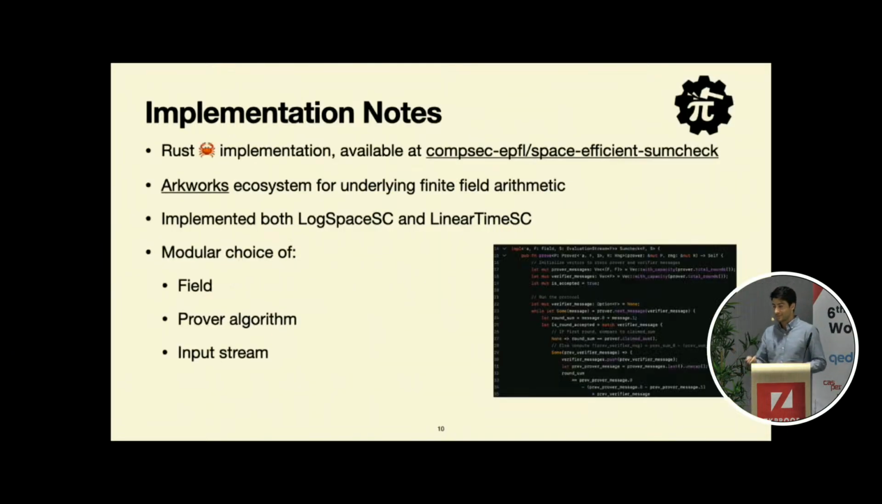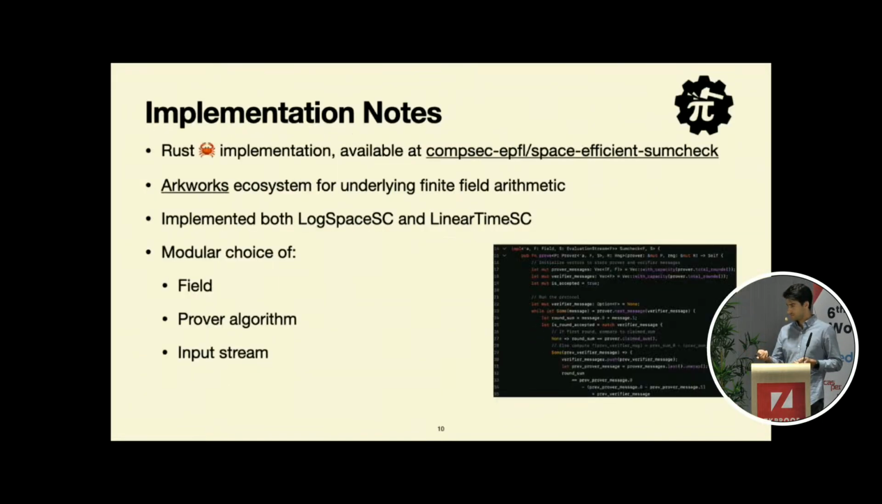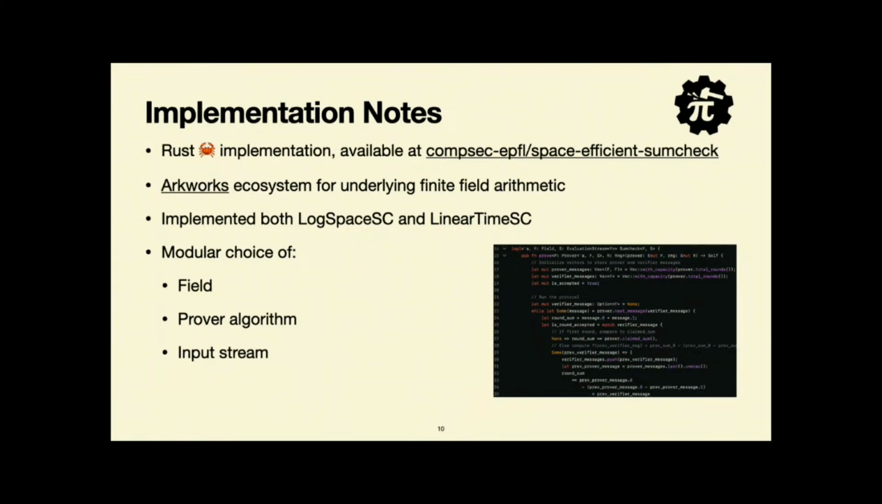Great. So we've implemented this in Rust. You can find it on GitHub here. We use the ArcWorks ecosystem for field arithmetic. We've implemented Blendy, and we've also implemented log space Sumcheck and linear time Sumcheck. You can look at the code. You can choose different fields. You can modularly choose your prover algorithm, and you can even supply different input streams if you want to read from disk or do something crazy.